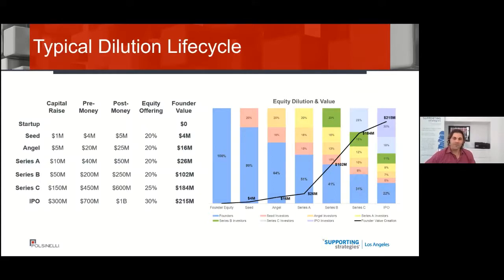Whether you say you use the Berkus method or some other method, it really comes down to how much return the investor expects to get for taking the risk of giving you the money today.